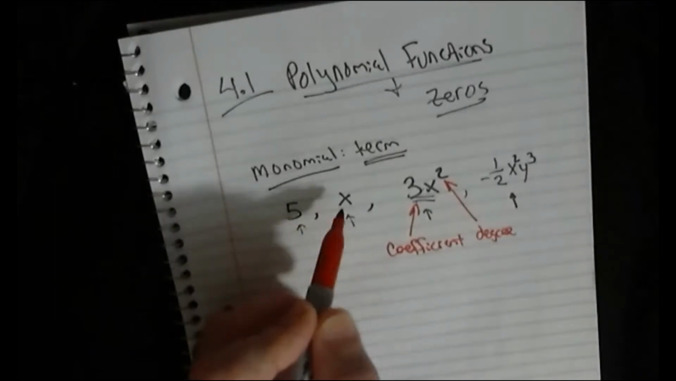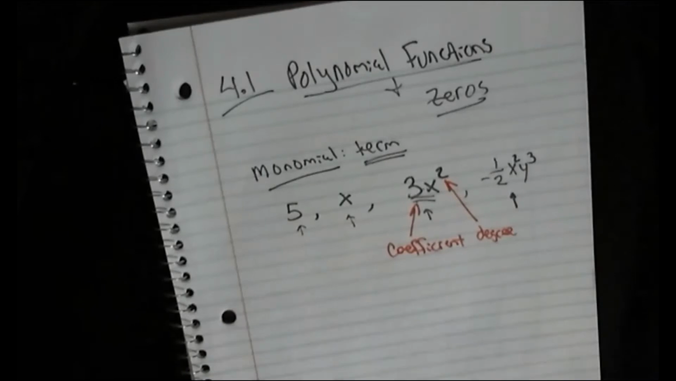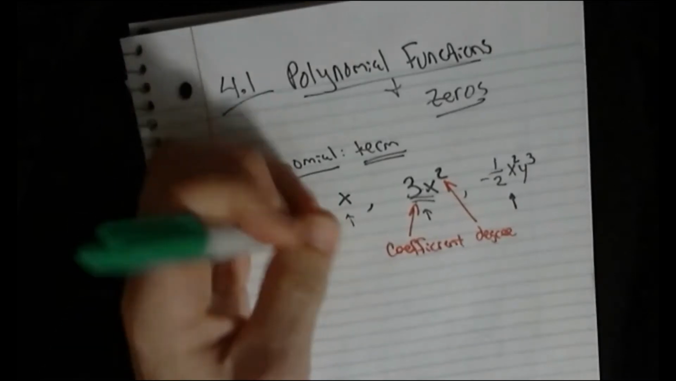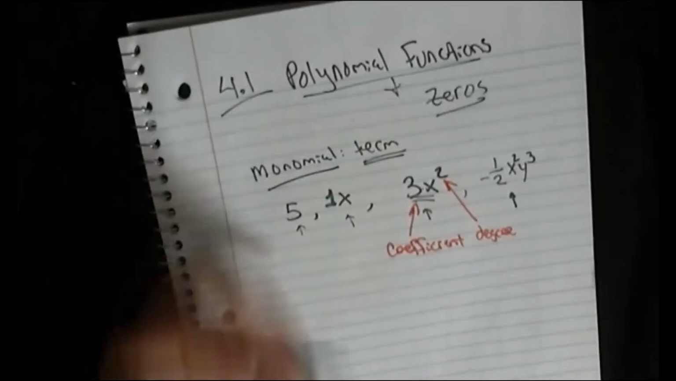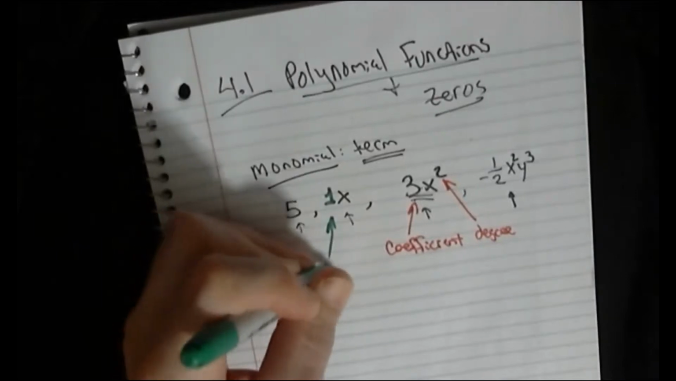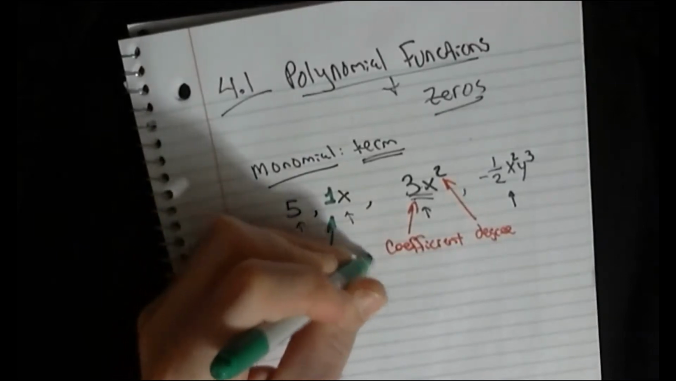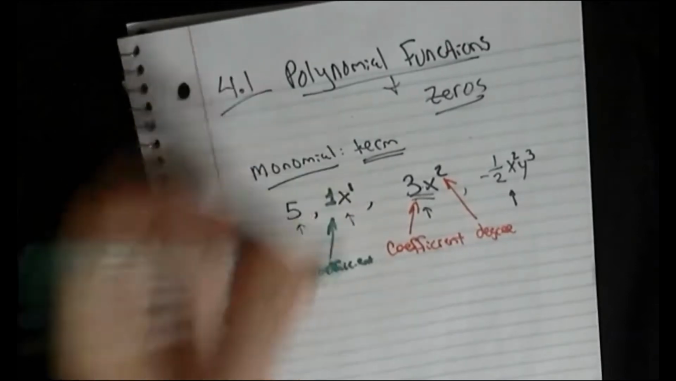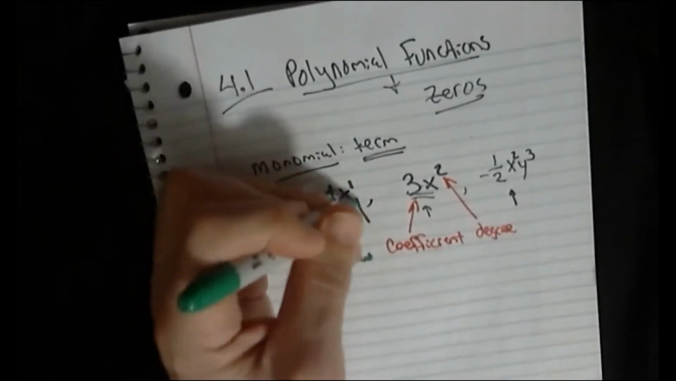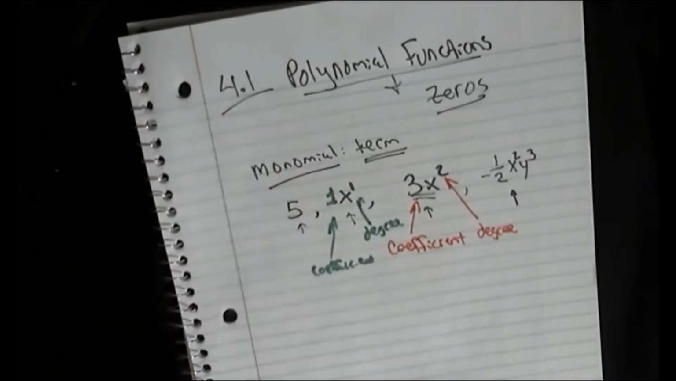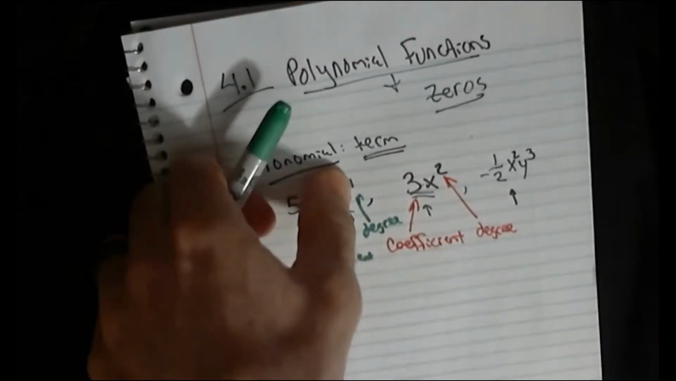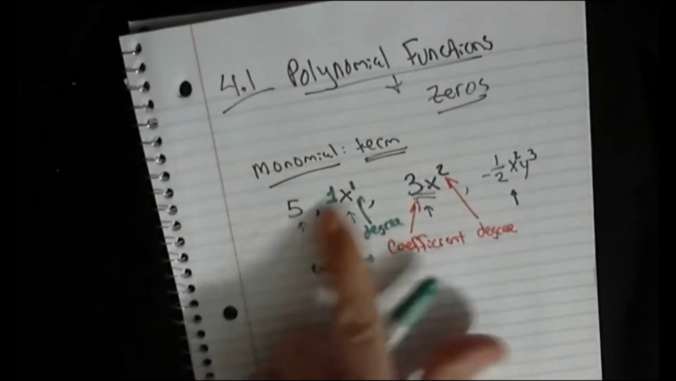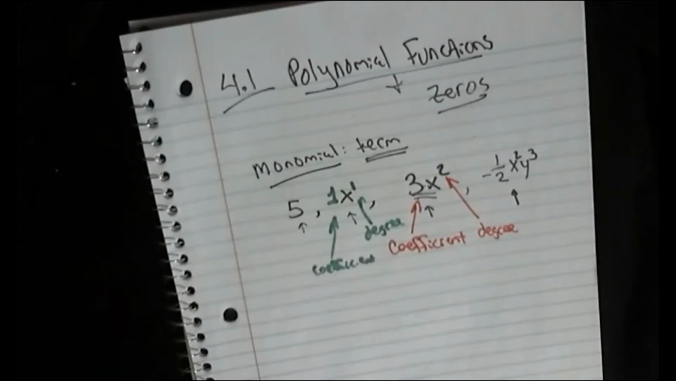Now, if you have just an x here, there's a couple of implied numbers. For example, if you don't see a number in front of the x, it's like saying 1 times x. So the 1 is implied to be your coefficient. Similarly, if you can't see an exponent, it's to the power of 1. So that would be your degree. So just a variable of x has a coefficient of 1. Just a variable x has a power of 1. The variable could be y or z or a or whatever.